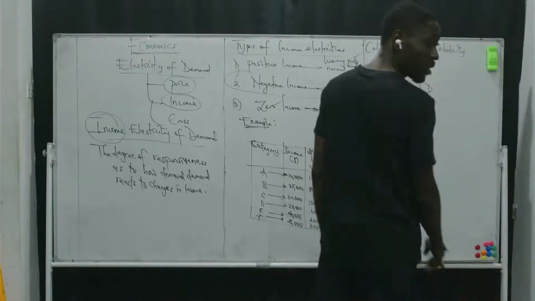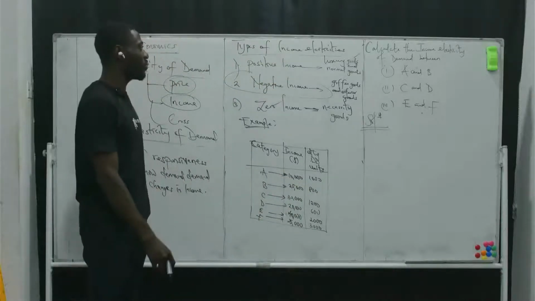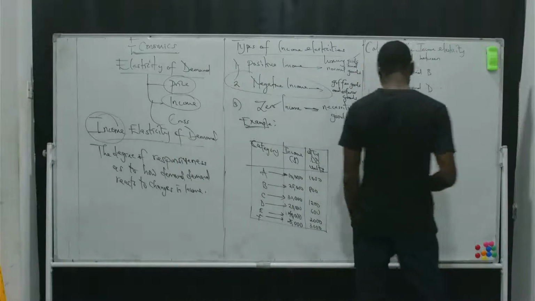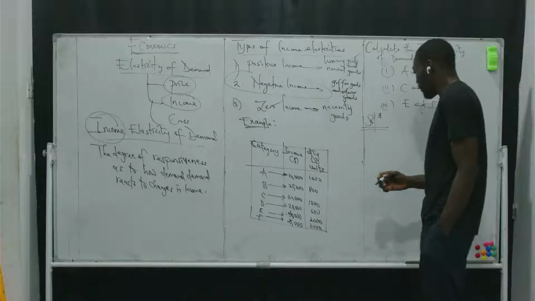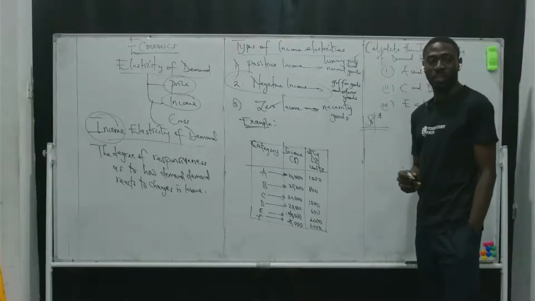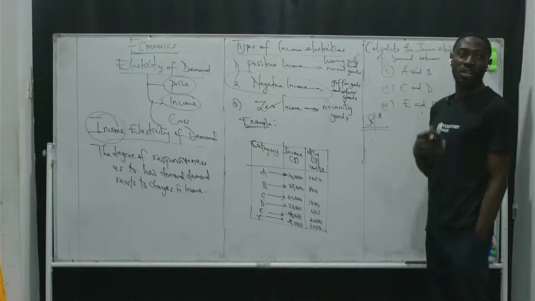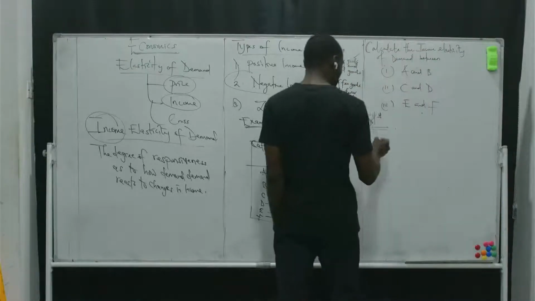So how do we calculate the income elasticity of demand in this scenario? So the first thing we need to do is determine the formula. Okay. Now, I remember vividly last week I gave you two formulas for price elasticity, right? So today too, I'm also going to give you two formulas for income elasticity. Are you getting it?